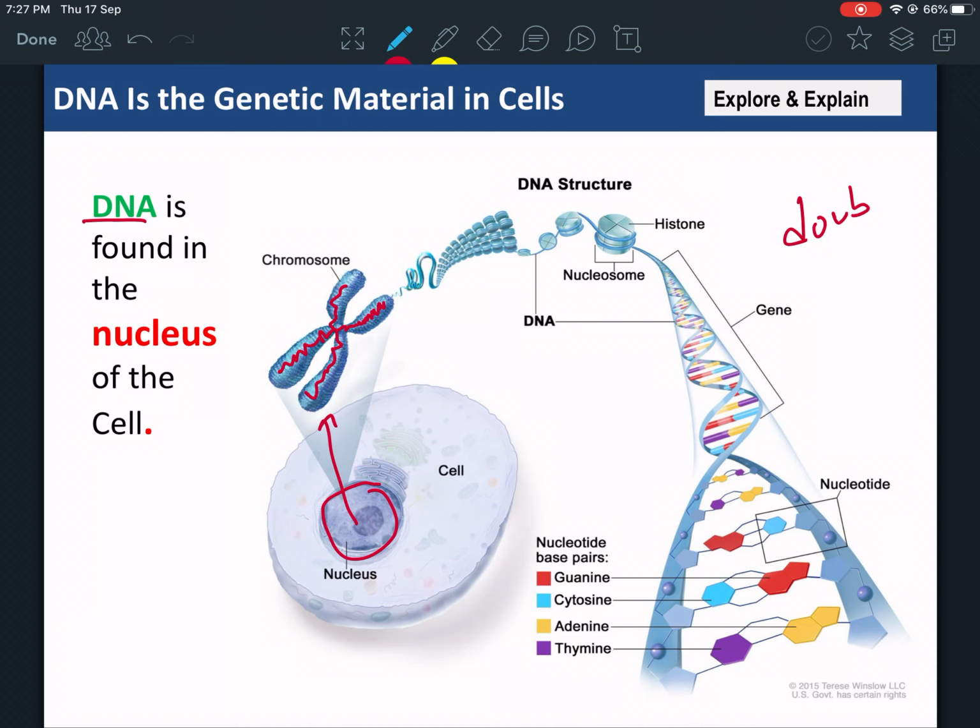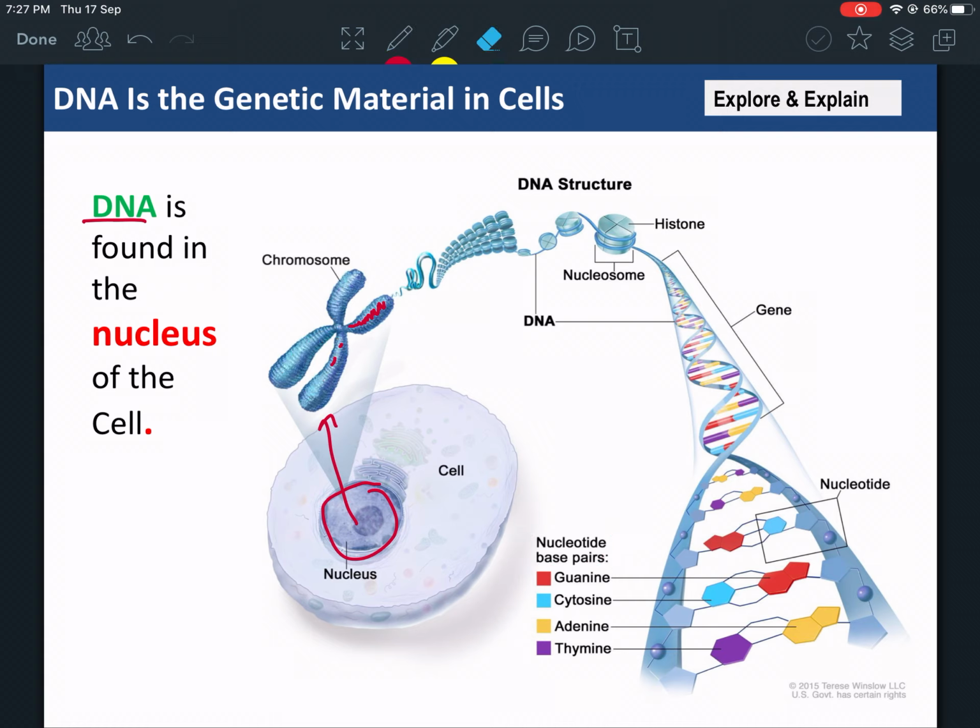What do we mean by double helix? If you look here, you will notice that it's doubled. See, 1, 2. So this is one half. This is the other half. That's why it's called a double helix. And tomorrow we're going to learn about these nucleotide base pairs, what we mean by nucleotide base pairs, and how they pair together.